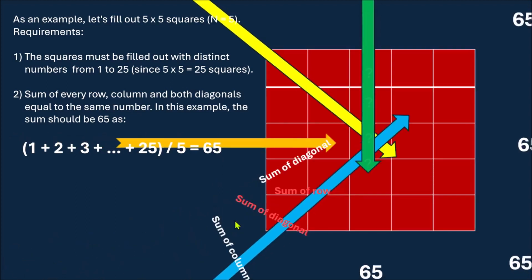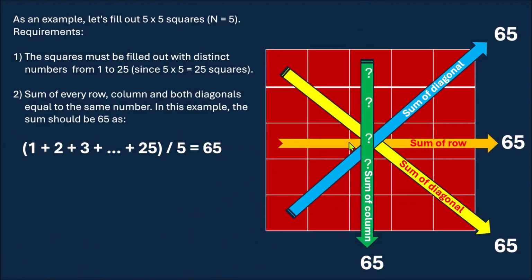Therefore, the sum of every row should be 65, the sum of every column should be 65, the sum of the diagonal should be 65, and the sum of the other diagonal also should be 65. So all directions should be 65 here. So we call it magic squares.